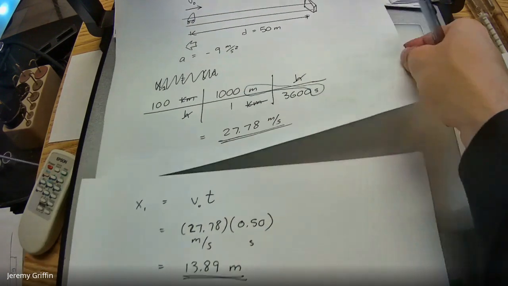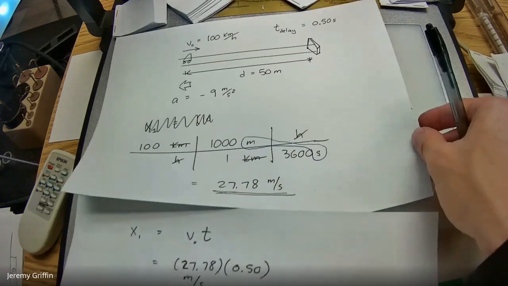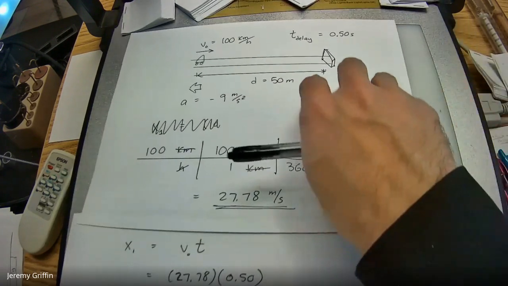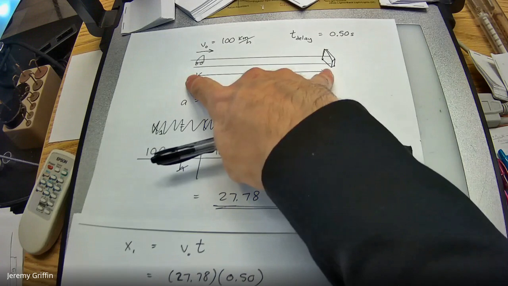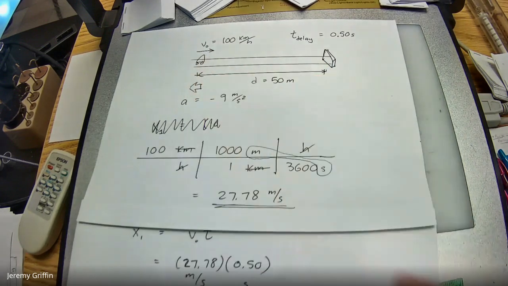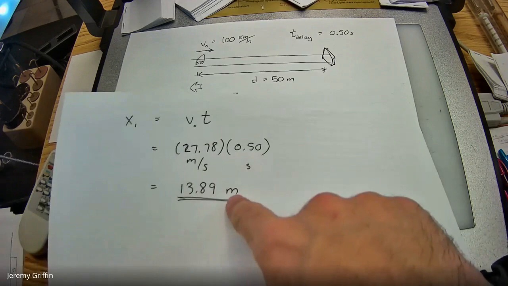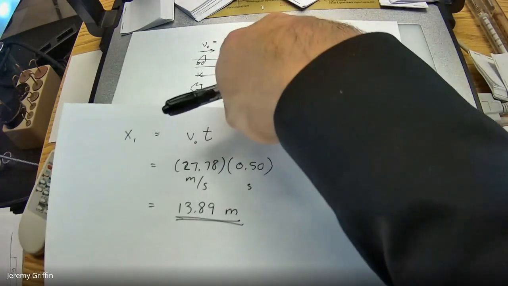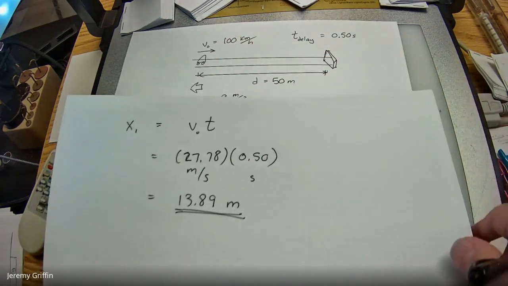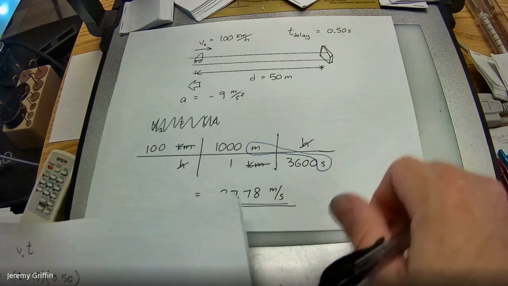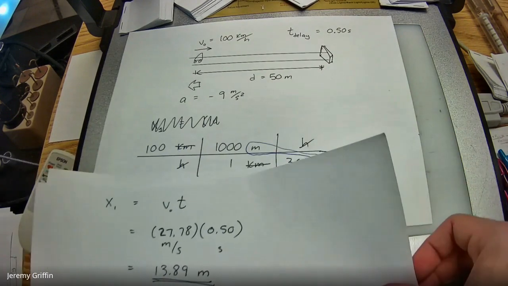Now let's look at the context of that. Remember, the driver started 50 meters behind the barrier. So it looks like he's already used almost 14 of those meters just switching his foot over to the brake pedal. Okay. Now how about the rest of this?